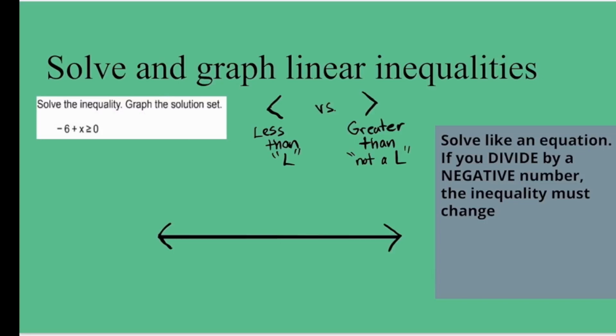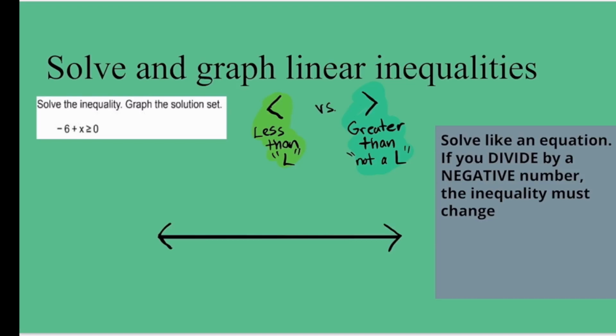Solving and graphing linear inequalities. First, you need to be able to read the inequality. On the left is the less than sign, which looks like an L. On the right is the greater than sign, which does not look like an L. That's the way that I explain it. I know you can look online and there are some alligator examples of eating the bigger number, things like that.